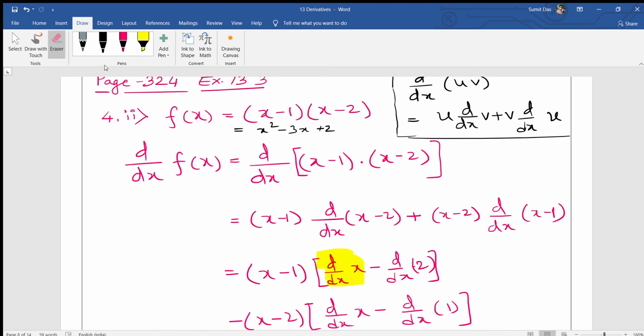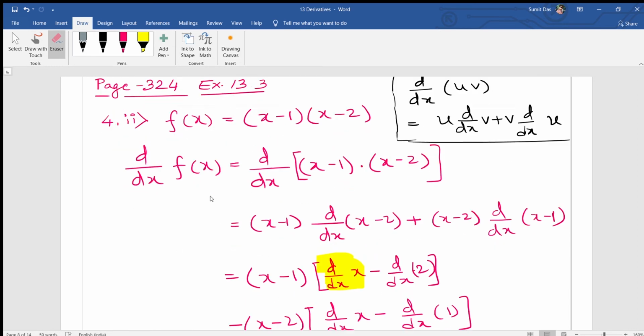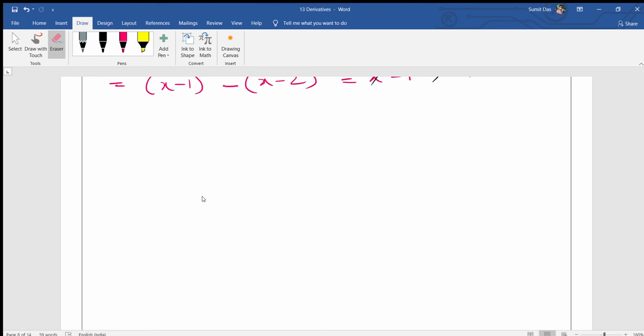Okay, let's do question number 3. Question number 3 is given f(x) is equal to 1 by x square. Okay.